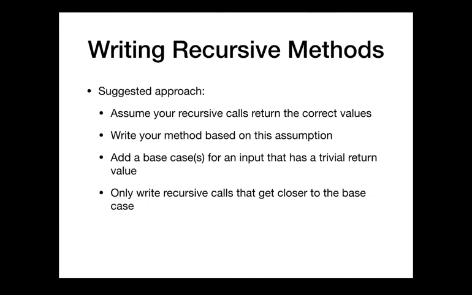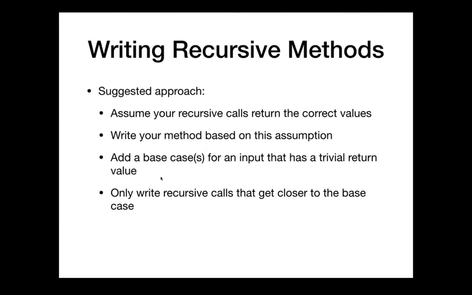Similar to that, I have my suggested approach for recursion. First, assume that all your recursive calls are going to be correct, and write your method based on that assumption. So just say, if I had a method that does what I'm trying to do, let me just call that on a different input, obviously not the same input, or else every method would be one line, and they also wouldn't work. But call that and just assume that your recursive calls are correct while you're writing your algorithm.